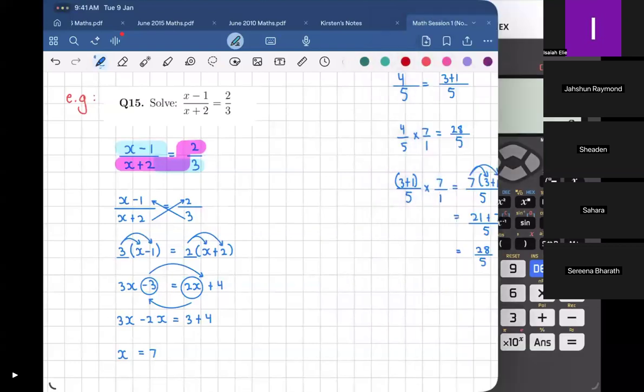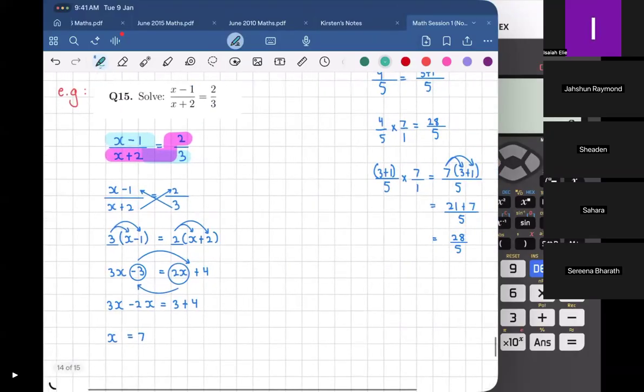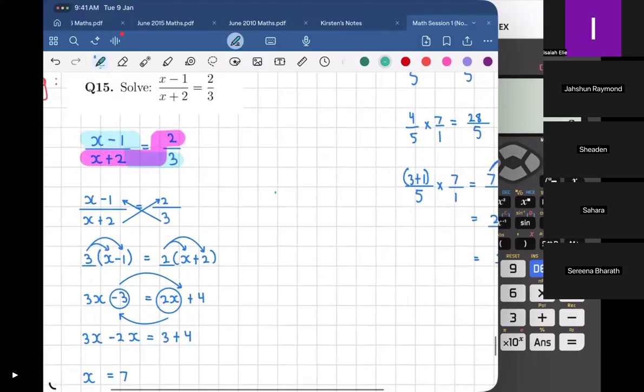How can I check if my answer is correct? Apply it to one of your equations. Well, there's only one equation, right? So let's do a little proof section over here. Proof. We found that x was equal to 7.